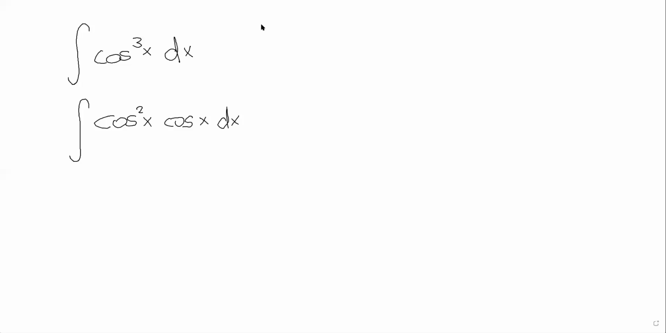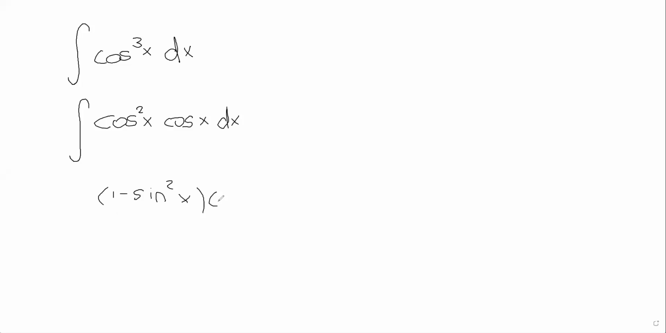What'd you do? I changed cosine cubed x dx to cosine squared x times cosine x times dx, and then changed cosine squared x to 1 minus sine squared x times cosine x. All right. Then I expanded.